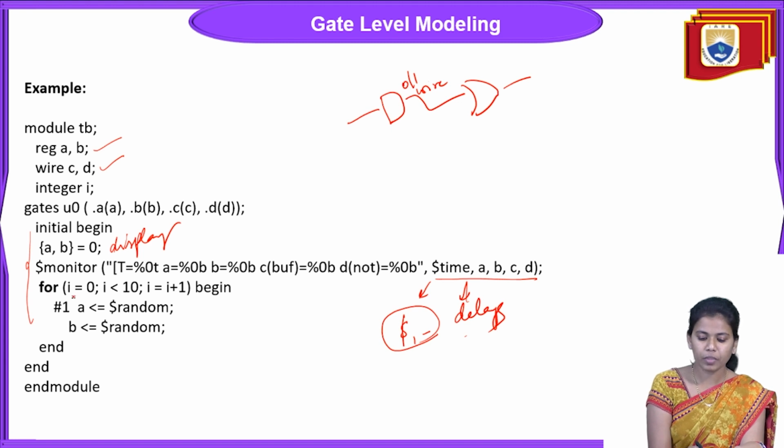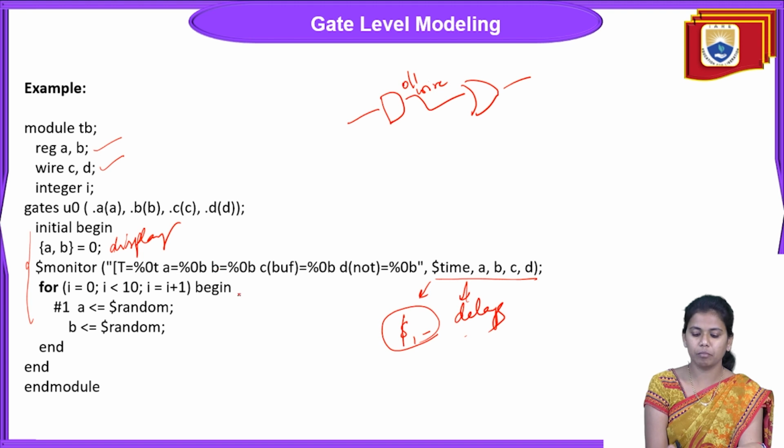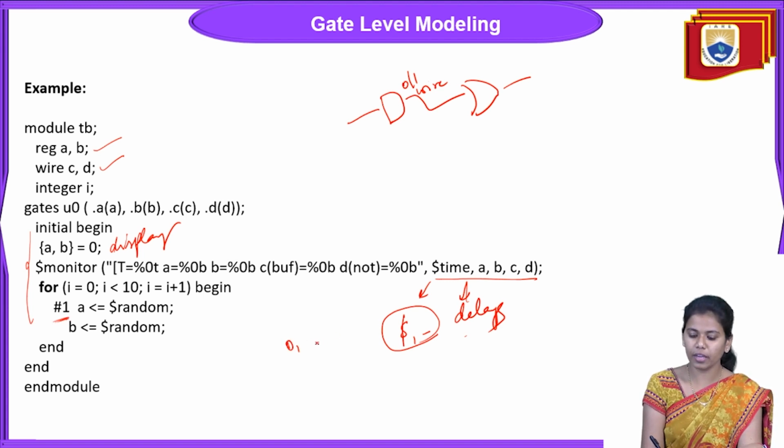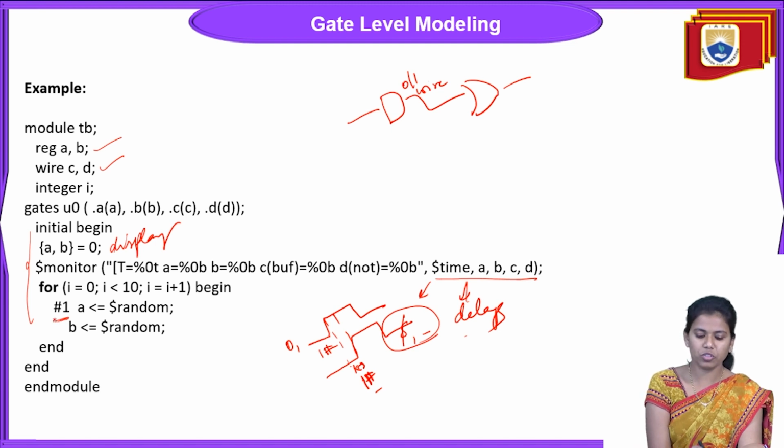So here, for I is equal to 0, I less than 10, I is equal to I plus 1, begin. So it is random, A is equal to random. For 1 bit of delay, we see that when the input is 0, the output follows. If this is the input, my output would be this one. So here you see a 1 input, 1 nanosecond of delay. So that's how I've mentioned here.